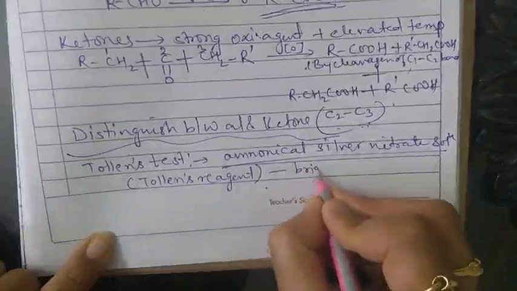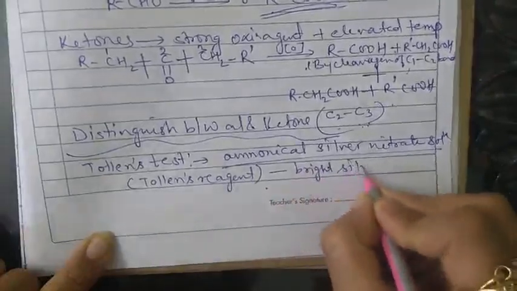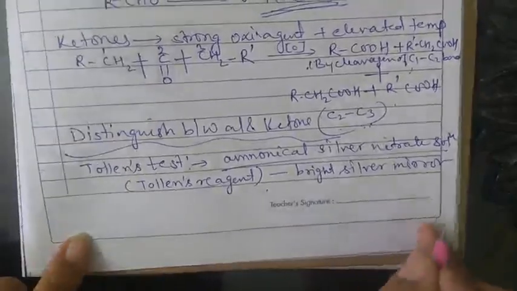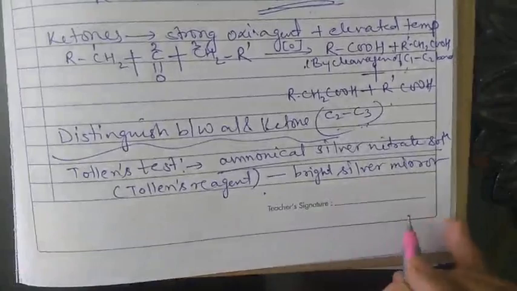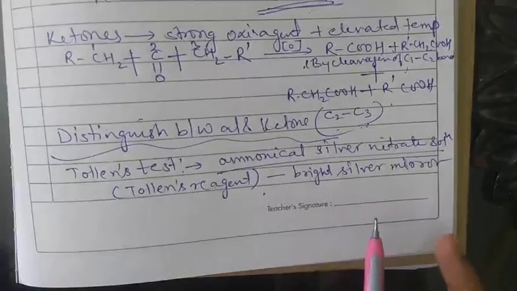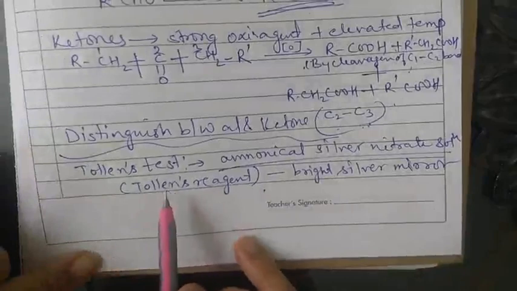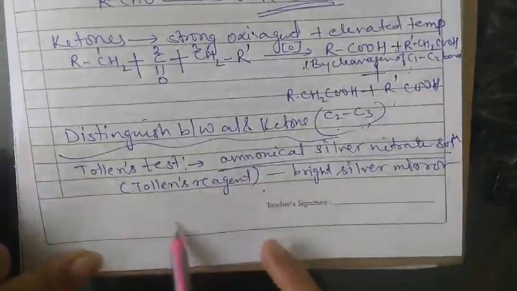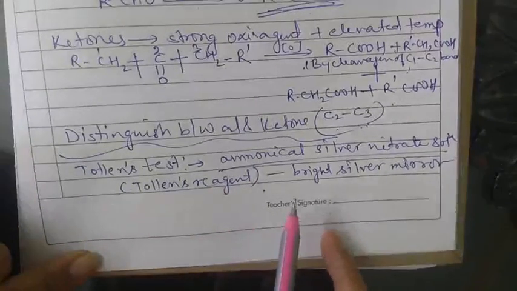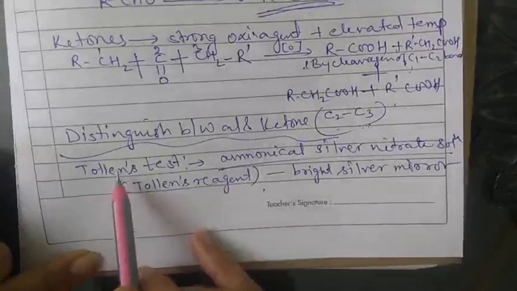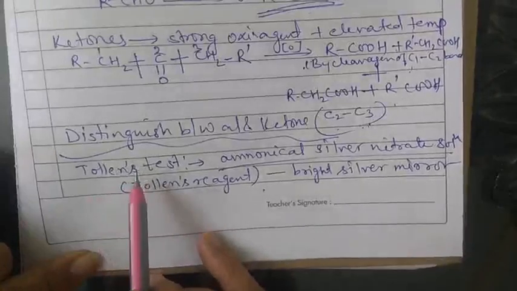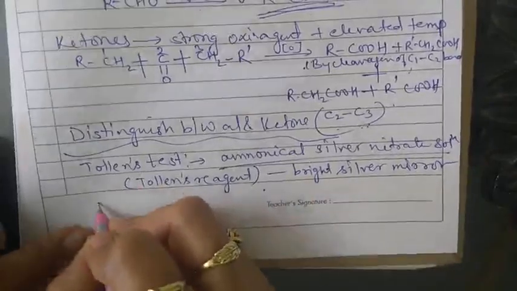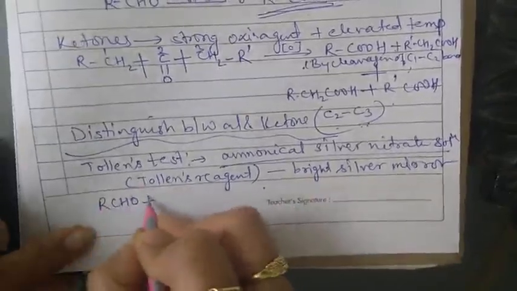a bright silver mirror is produced due to the formation of silver metal. Clear? So the aldehydes are oxidized to the corresponding carboxylate anion, and the reaction occurs in the alkaline medium. It means this Tollens reagent gives a result with the aldehyde only.